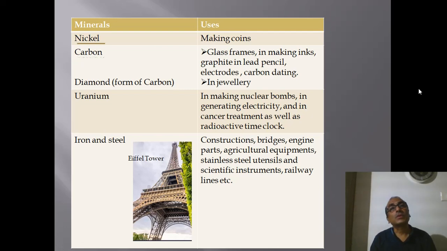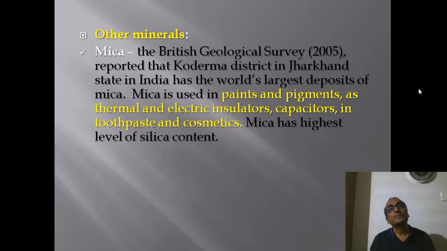So we have now just noted nickel, carbon, diamond, uranium, and iron and steel. Let's take up the next slide. So there are some other minerals or stones which we are making use of, like mica. Mica is a mineral consisting mostly of silicates, that is silicon dioxide, which is there in the sand, along with other minerals.